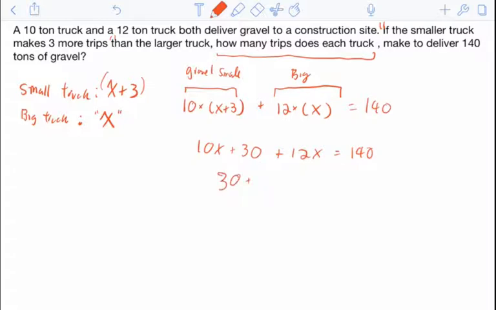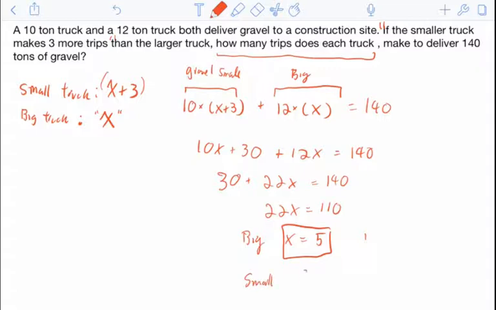So combine these together, so it's 22x is equal to 140. Subtract 30 from both sides. Divide by 22. The big truck makes 5 trips, and the small truck makes 8 trips.